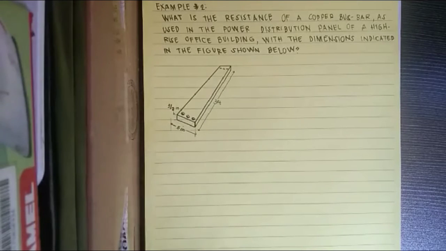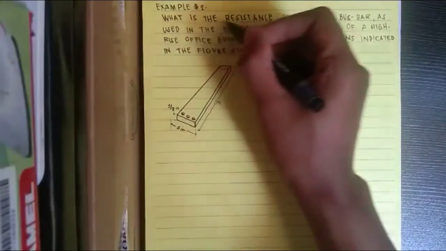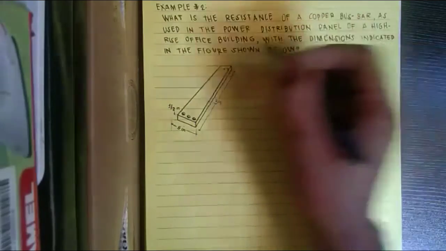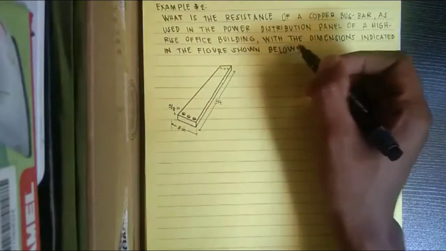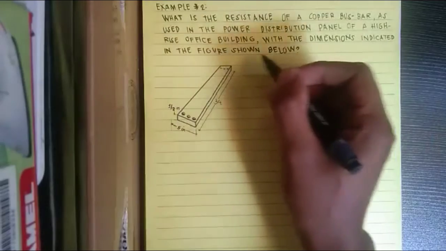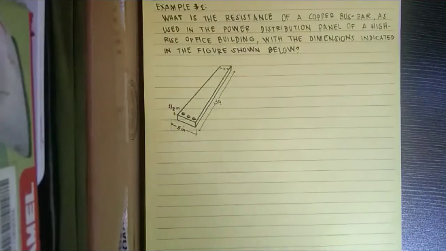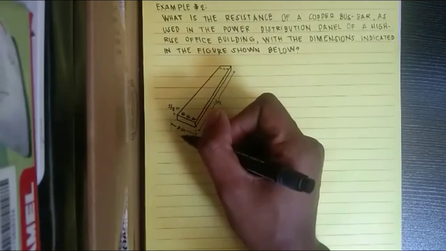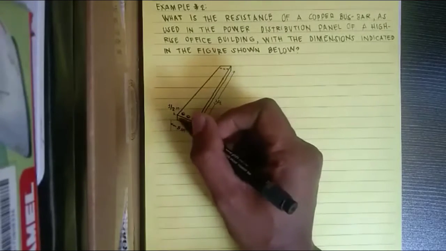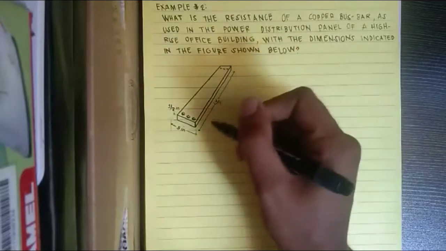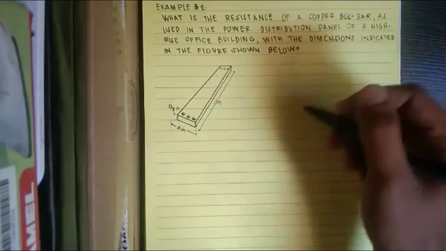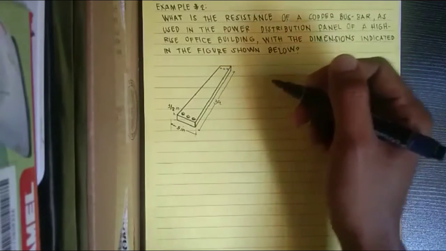So, try to solve this problem number 2. What is the resistance of a copper bus bar as used in the power distribution panel of a high-rise office building, with the dimension indicated in the figure shown below? So, may diagram tayo ng copper bus bar. Ang length nito ay 3 feet, ang width ay 5 inch, and the thickness is 1/2 inch. So, pinapahanap is resistance nitong copper bus bar. Okay, let's try this problem number 2.